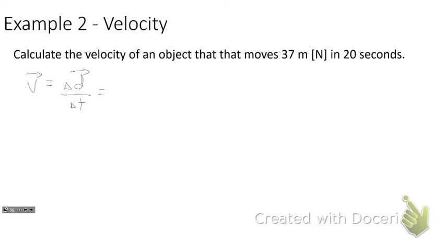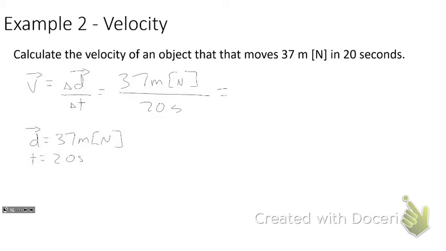Okay, so this object moves 37 meters north. So that is our displacement. And we know our time is 20 seconds. So we know our displacement, we know our time. We can just punch that into our calculator. So 37 meters north divided by 20 seconds is equal to 1.9 meters per second north.